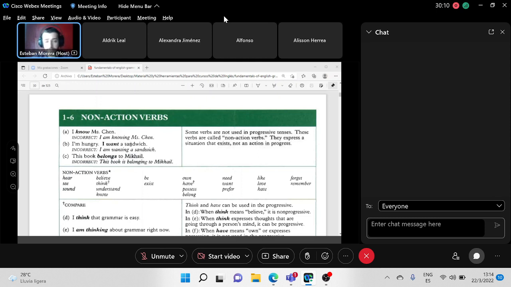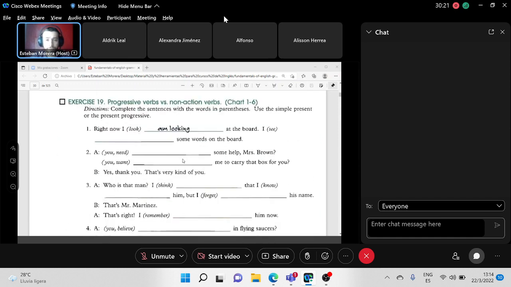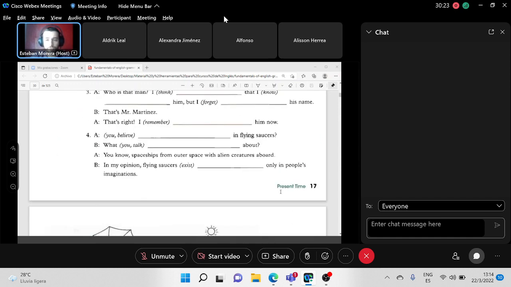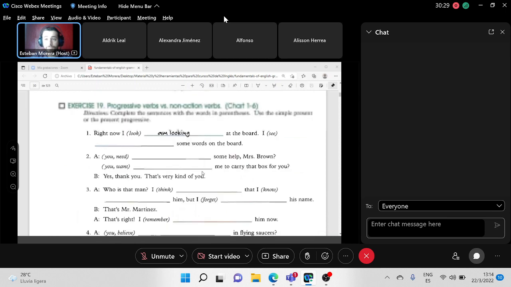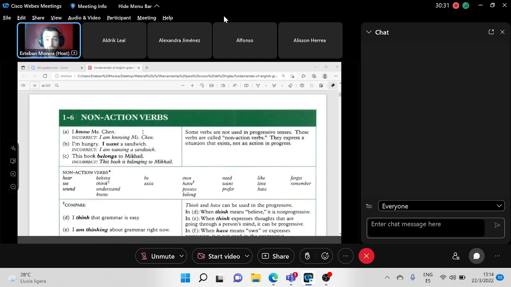We are not gonna use it too much, right? But we can use some pages. When we use pages, I tell you. So remember that if you go to the book Fundamentals of English Grammar, and if you go to page 17, you find non-action verbs.